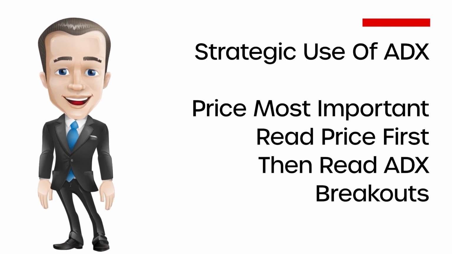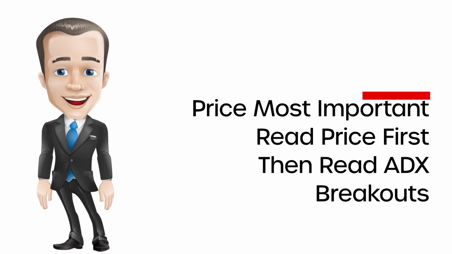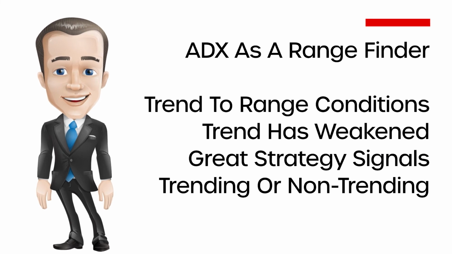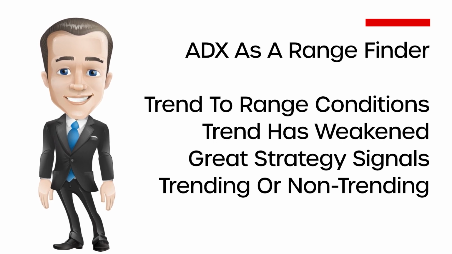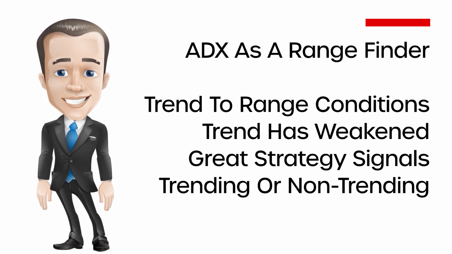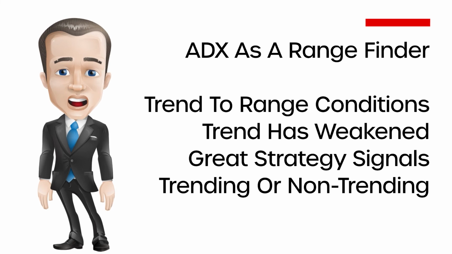When ADX rises from below 25 to above 25, price is strong enough to continue in the direction of the breakout. ADX is a range finder. Conversely, it is often hard to see when price moves from trend to range conditions, but ADX shows when the trend has weakened and is entering a period of range consolidation.